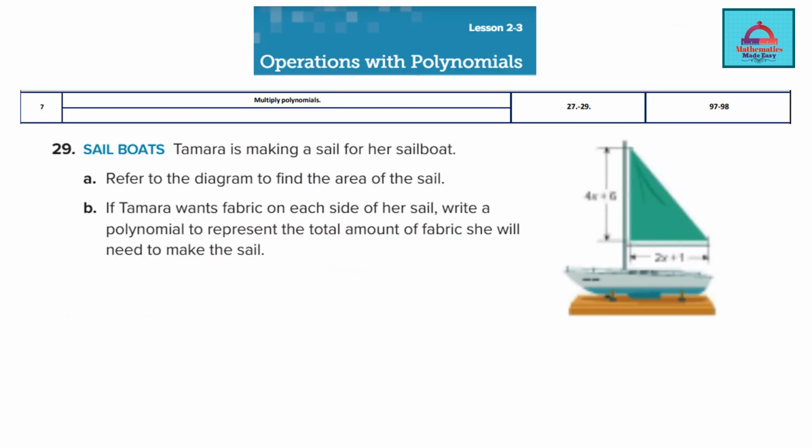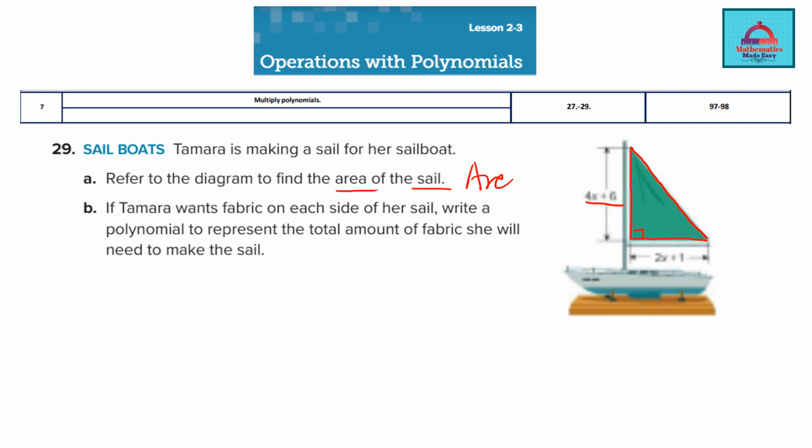Next question is 29 on operations with polynomials. Tamara is making a sail for her sailboat. So you can look at the sail. The shape is a right angled triangle. I hope you all can observe. So for this triangle, you are given 4x plus 6 as the height and 2x plus 1 as the base. So refer to the diagram to find the area of the sail.